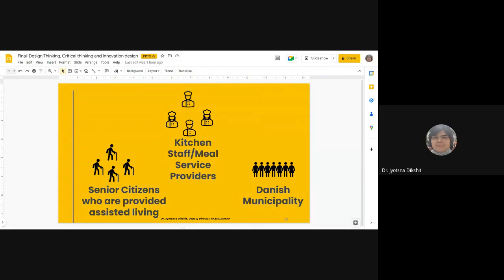So basically, here there are three entities in this particular challenge which we are going through. One are the senior citizens who are provided assisted living. Other one are the kitchen staff or the meal service providers. And the third one is the Danish municipality.